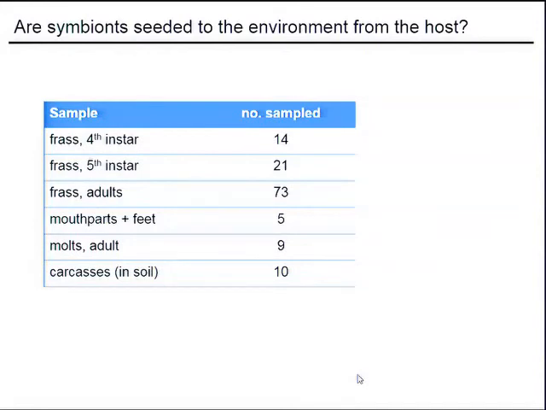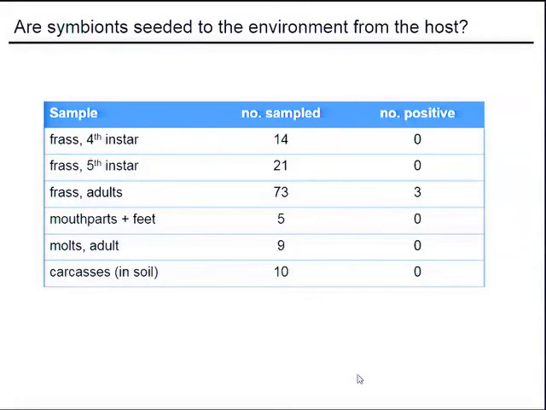And basically what we found was symbionts are not leaving these bugs, which is really quite surprising. It's assumed in the microbiome community a lot that what's in the feces is reflective of what's in the gut. But in the juvenile feces, we didn't find any bacteria getting out at all. We found just 3 out of 73 in adults. And even in the carcasses that were left in soil, we didn't see any bacteria getting out, even though the bacteria was still alive in the carcass.